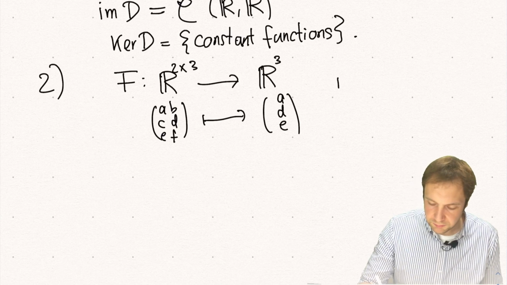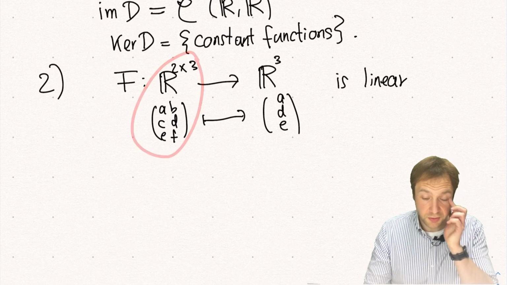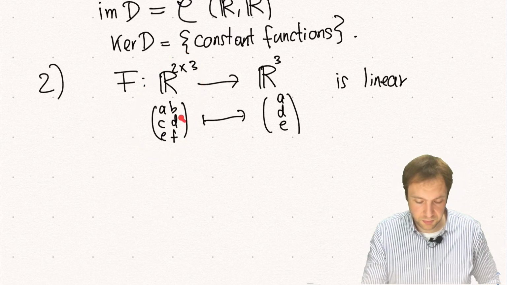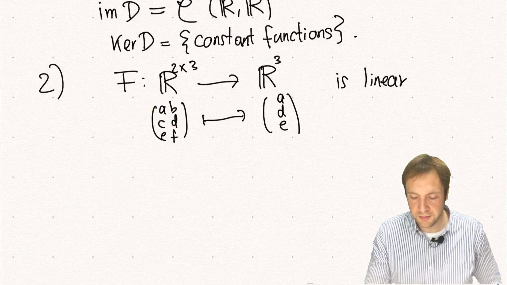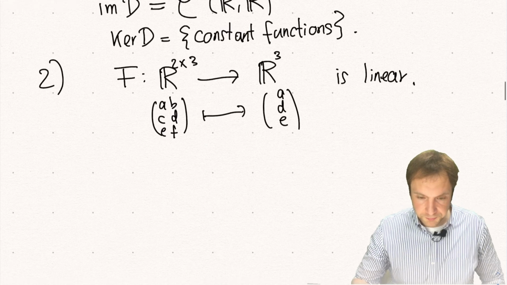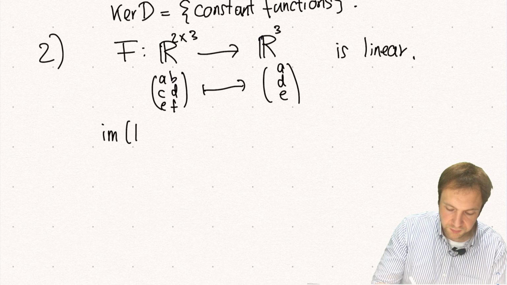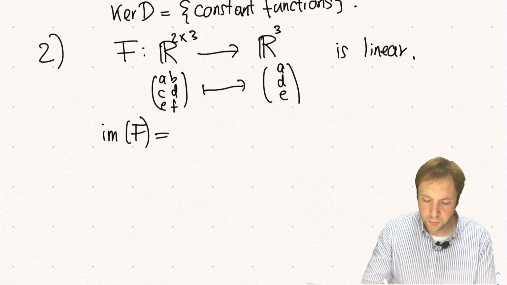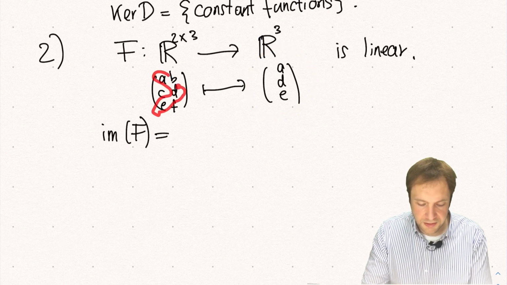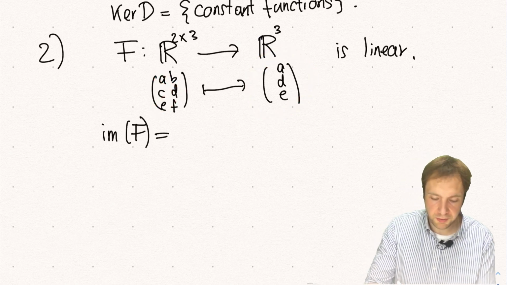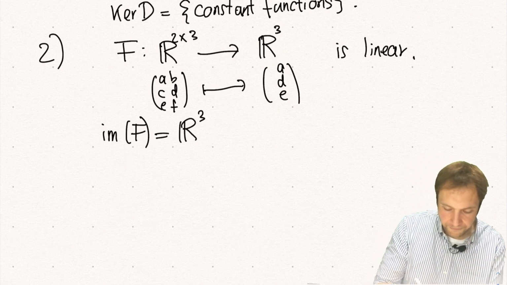So this is linear, which is easy to check, because the addition for matrices is just defined component-wise, and also the addition for R3 is just component-wise, and then you can check that this is a linear map. And the image of this, well, what is the image? What can we obtain on this right-hand side? Because these A, B, C, D, and E are arbitrary, we can actually get everything here. So the image is everything, so F is surjective.